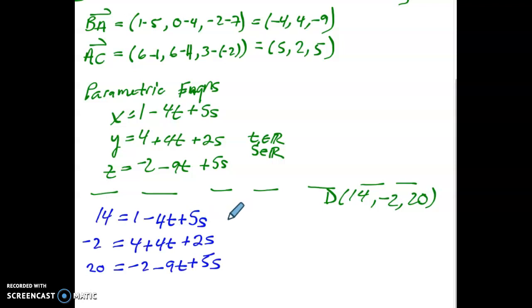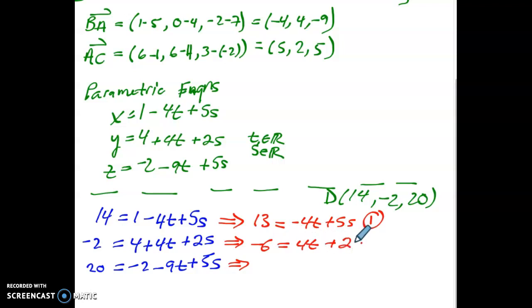And we can simplify each of these because there are two numbers there that we can combine. So I'm just going to move the 1, the 4, and the -2 over. So I would get 13 equals -4t plus 5s. That's my first equation. When I move the 4 over, I would get -6 equals 4t plus 2s. That is my second equation. And my third equation would be 22 equals -9t plus 5s.